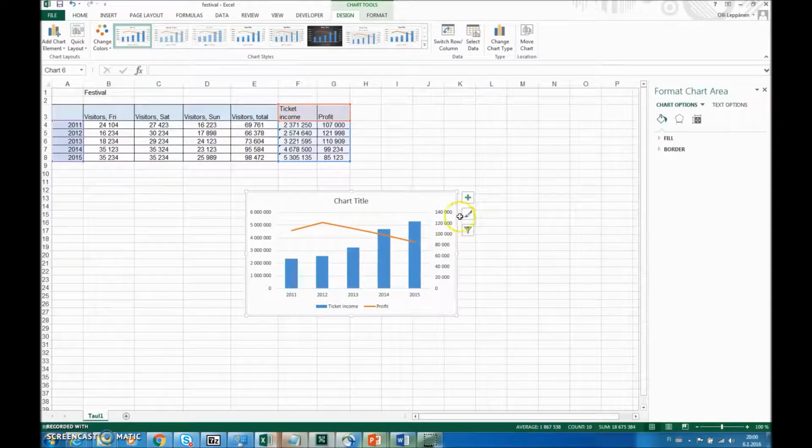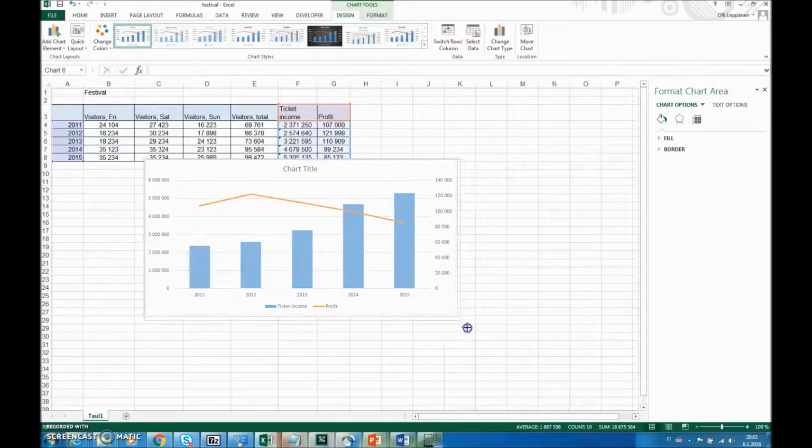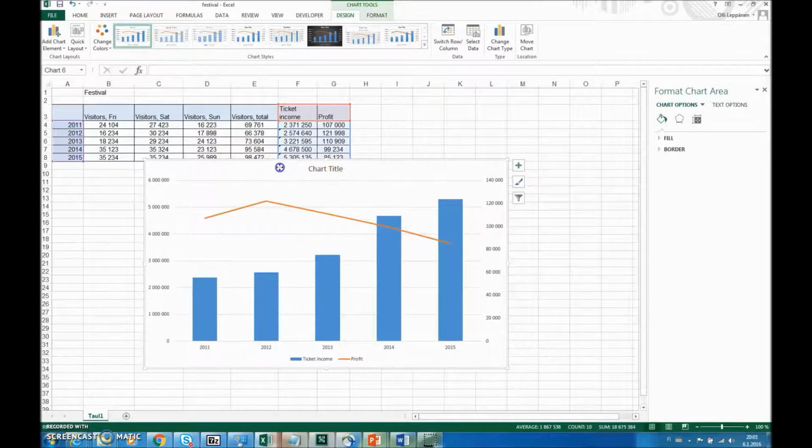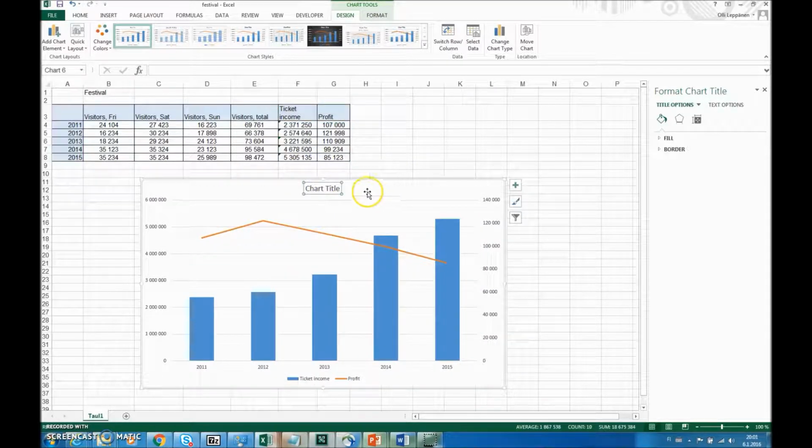So now we have a different scale for the profit and a different scale for the ticket income. And now it's more clear, we can see easily from this chart that our ticket income has increased, but at the same time our profit has decreased year by year. So this type of chart gives us much more information than the previous one would ever give.